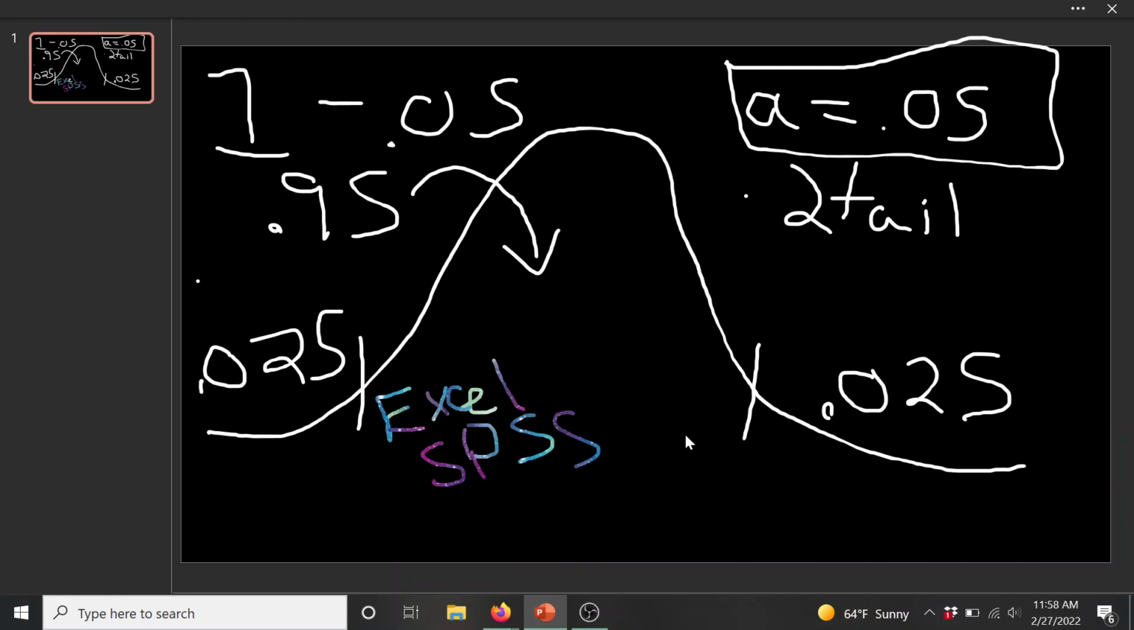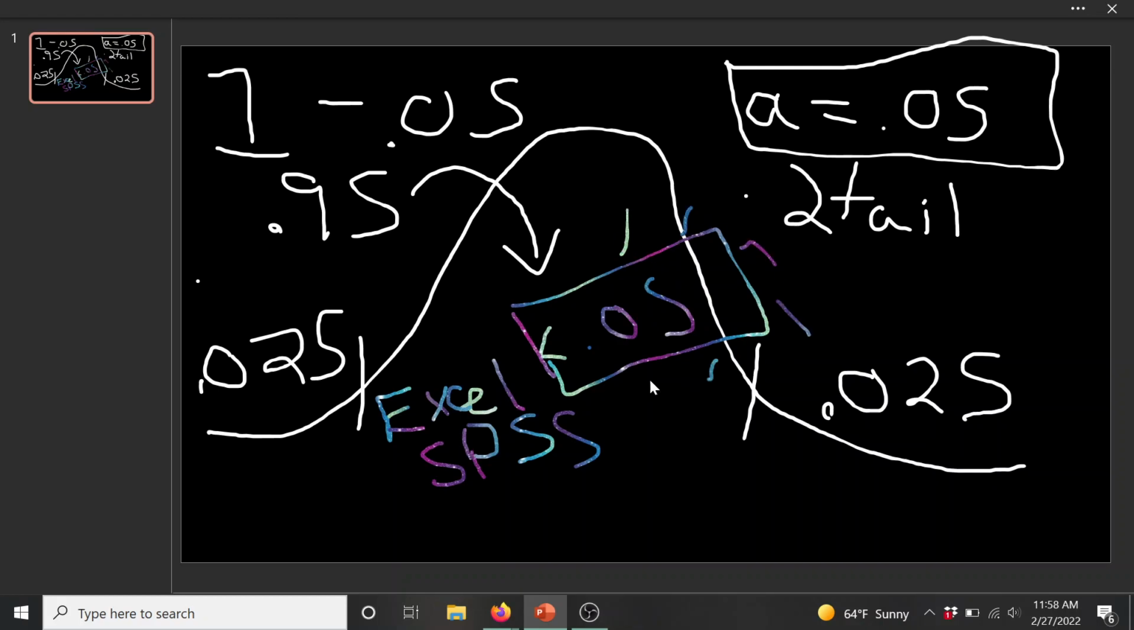Yeah, should have a C. Okay. So Excel, SPSS, any of these other things, it's going to give you a p-value, and you're looking for less than 0.05, no matter what. One-tailed, two-tailed, whatever. It's always less than 0.05.